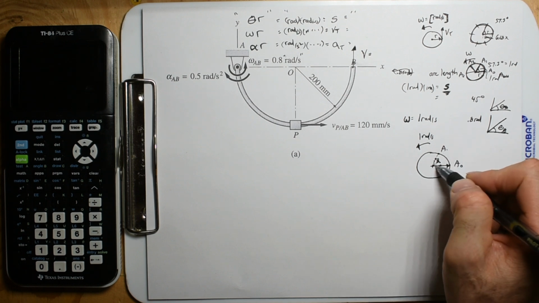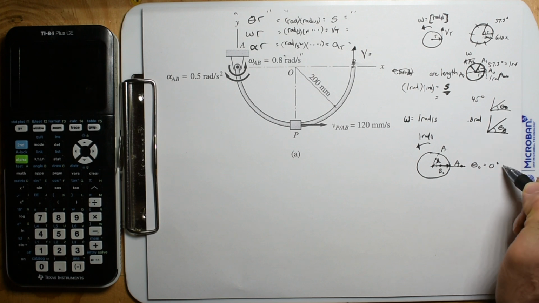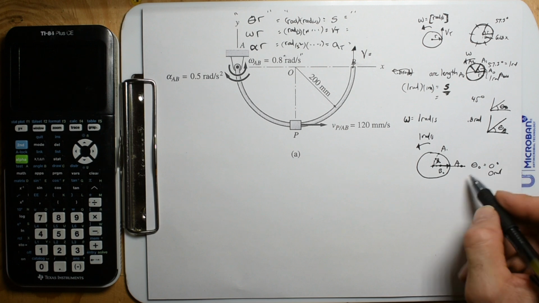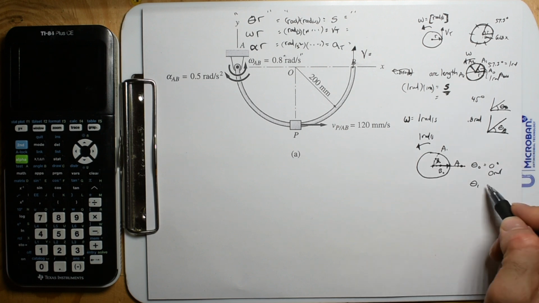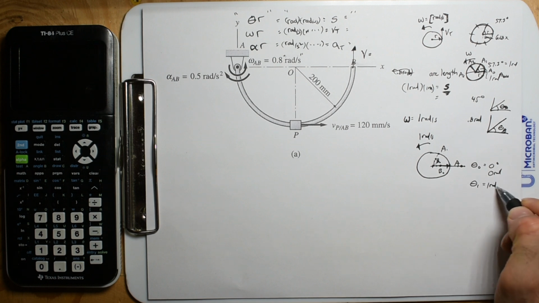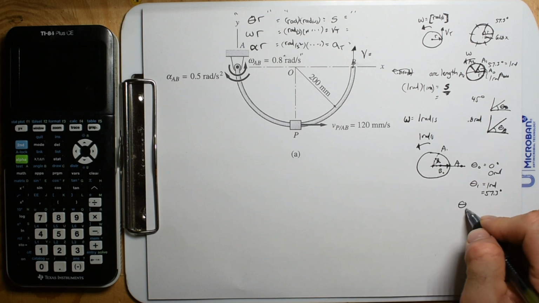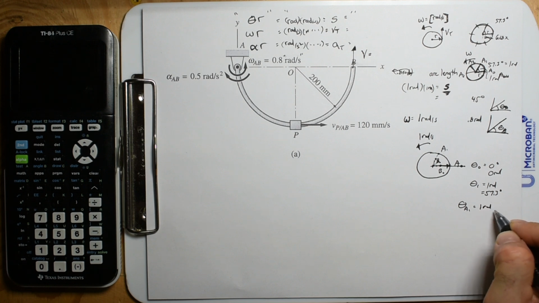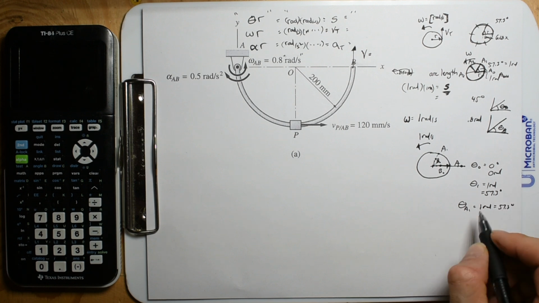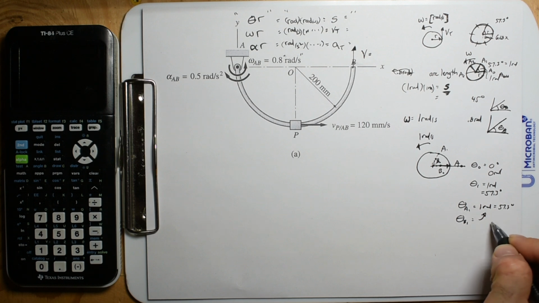If I say this is my original angle, angle initial is 0 degrees or 0 radians, then in 1 second my angle is going to be 1 radian, or 57.3 degrees. So the angle of A at 1 second is 1 radian, or 57.3 degrees. And that's going to be the same thing as the angle of B at 1 second. These are going to be equivalent.